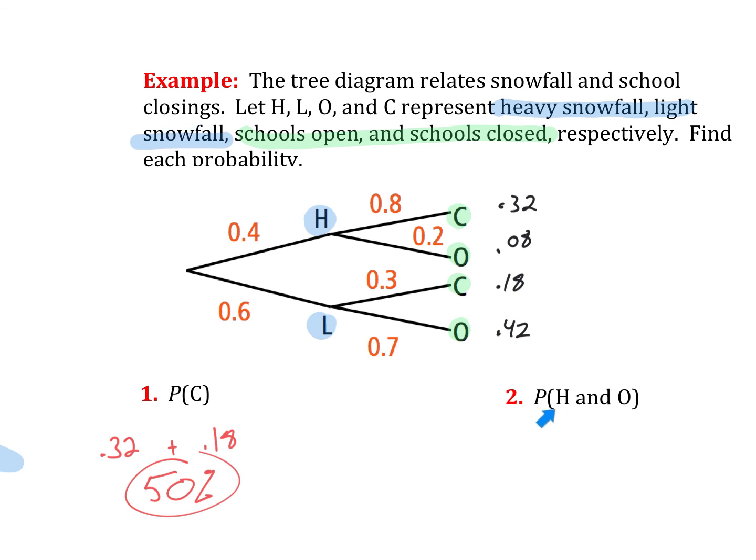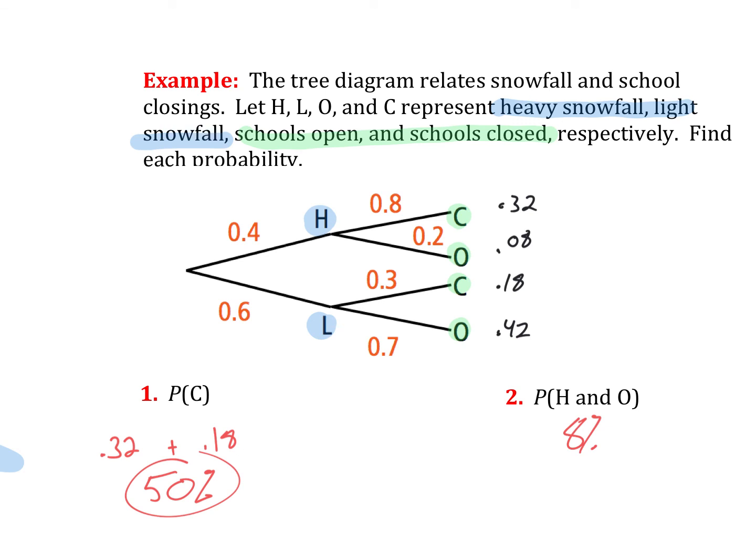What's the probability that there's heavy snowfall and the school is open? So heavy snowfall and the school is open. Well, we're looking for heavy and open. That's just this 8% right here. So heavy snowfall and the school is open, 8%.